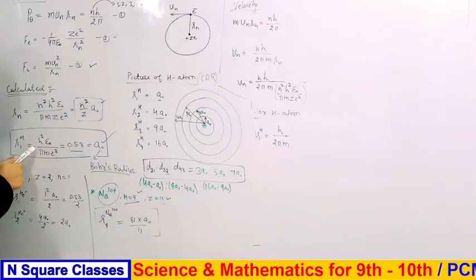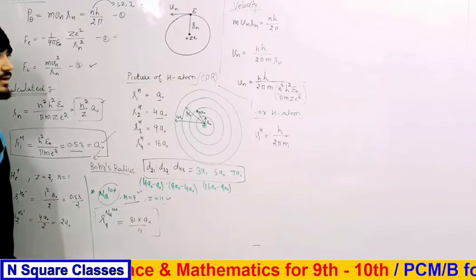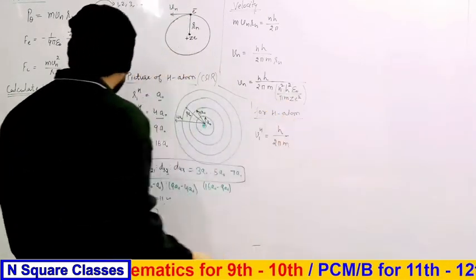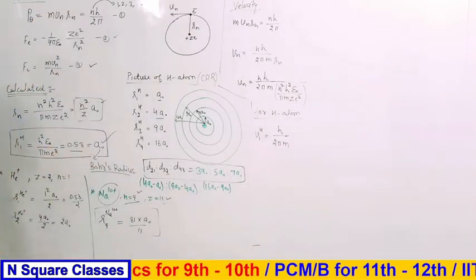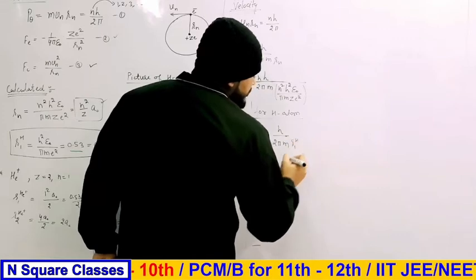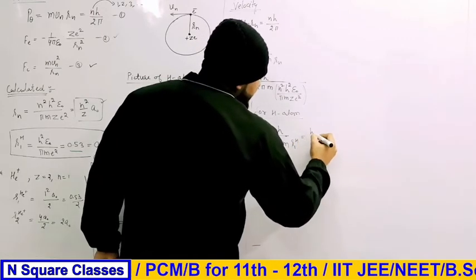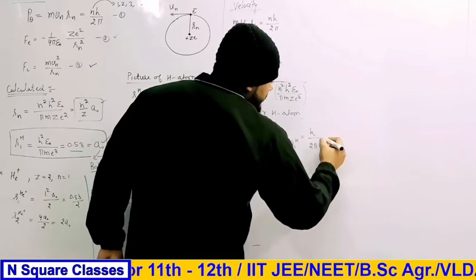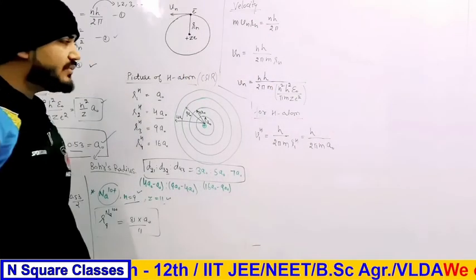For R1H, this is a naught, clear or not? This is n equals 1, z equals 1, then h squared epsilon naught upon pi m e squared, this value is a naught. Similarly, we can write this R1H as h upon 2 pi m, this R1H is a naught. Is it fine or not?